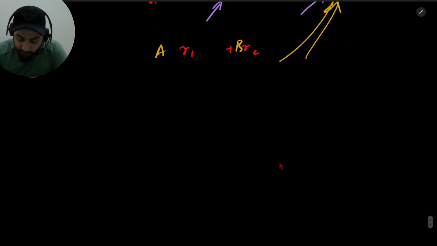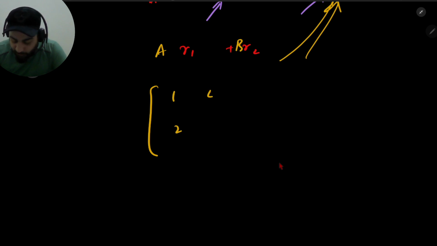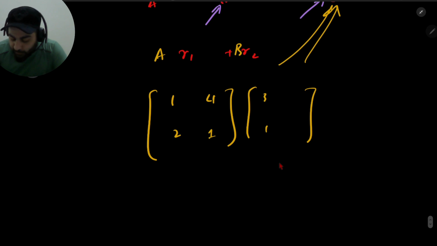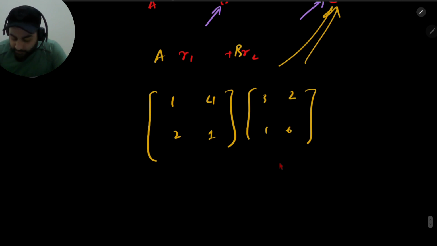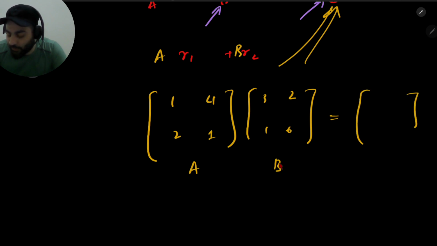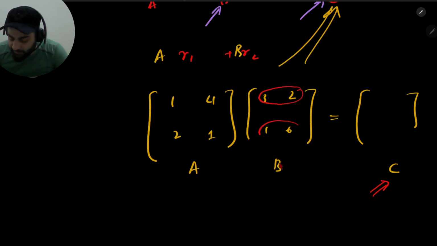Nice. So what I'm telling you is, let's suppose we have a matrix. Let's take a matrix 1 2 4 1, and we have another matrix 3 1 2 6. This is our matrix A, this is our matrix B, and the matrix we get out of this is C. What I'm telling about this C is that the rows of C will be the linear combination of the rows of B. So how would you take a linear combination? We'll take this row multiplied with something plus take this row multiplied with something.